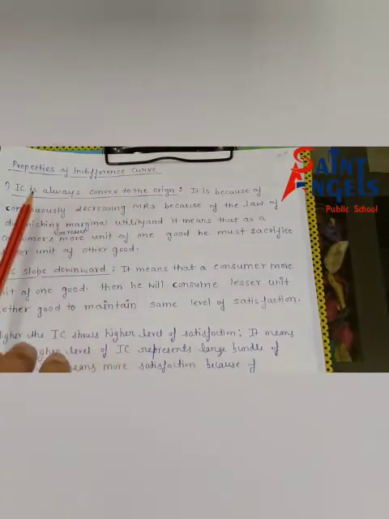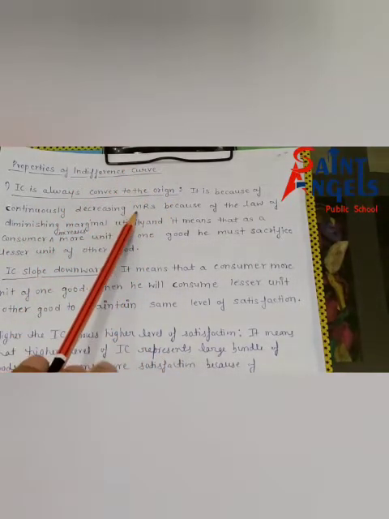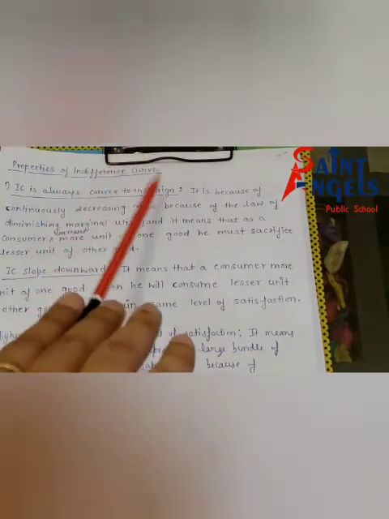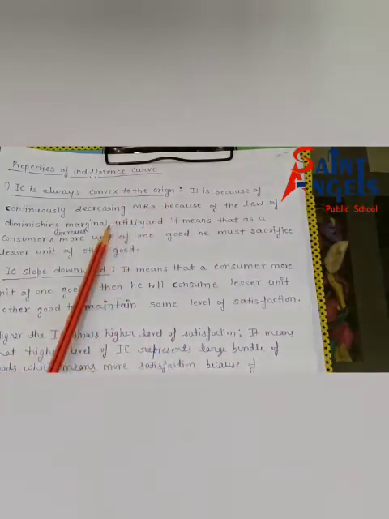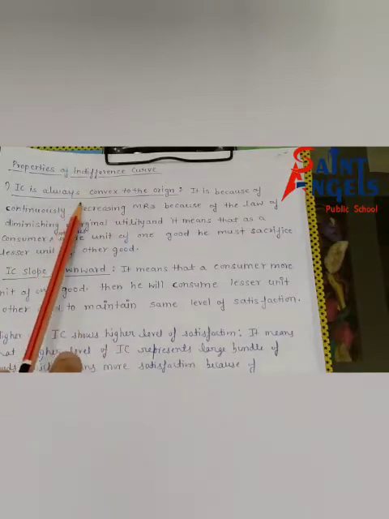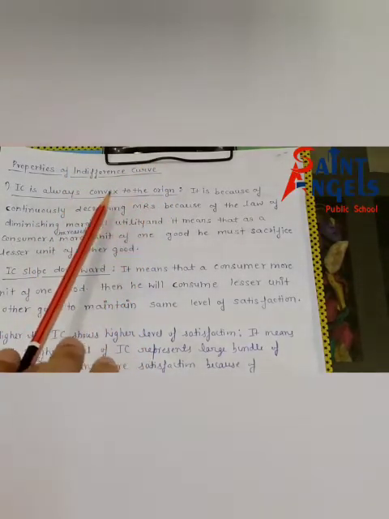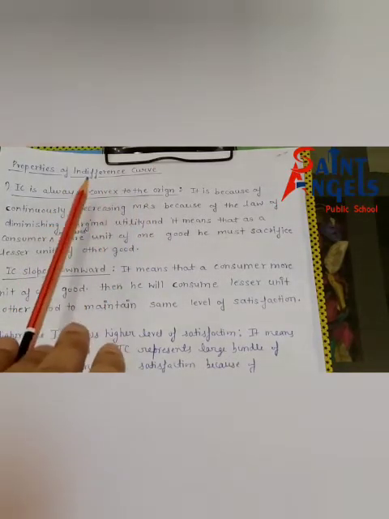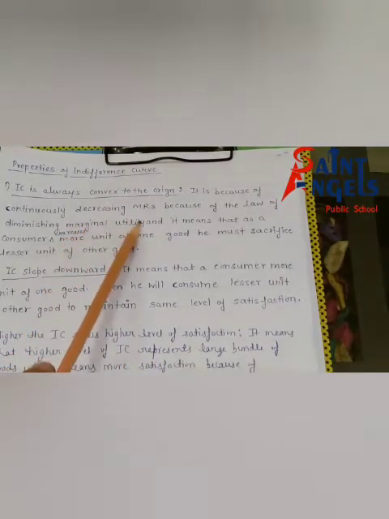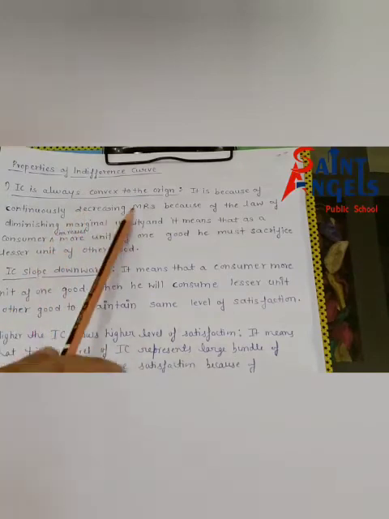Suppose MRS is continuously increasing, it means concave to the origin. If MRS is constant, IC will be a straight line. Again I am repeating: MRS continuously decreasing means IC is convex to the origin. MRS continuously increasing means IC is concave to the origin. And if MRS is constant, then IC will be a straight line.